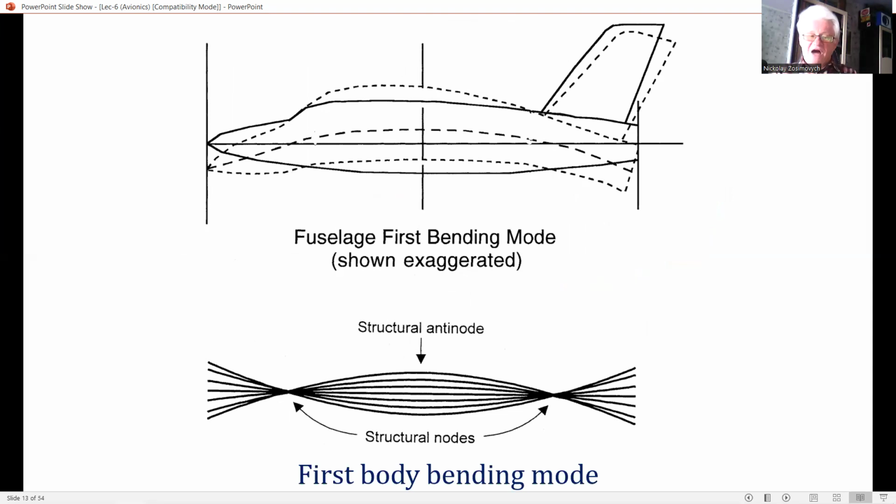So far, the aircraft has been treated as a rigid body in deriving the dynamic response. The aircraft structure, however, is flexible and has a variety of flexural and torsional modes. This diagram illustrates the first body bending mode of the aircraft in the longitudinal plane. The frequency of this structural mode is typically between 8 and 15 Hz for a fighter or strike aircraft, and from 2 to 4 Hz for a large transport aircraft.